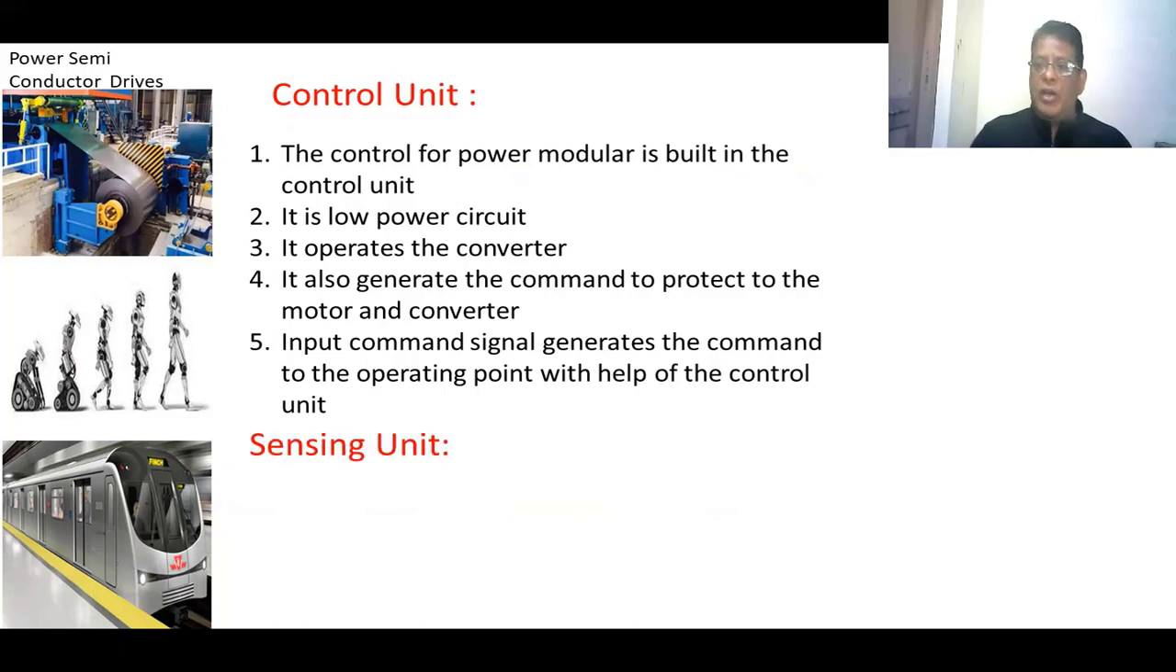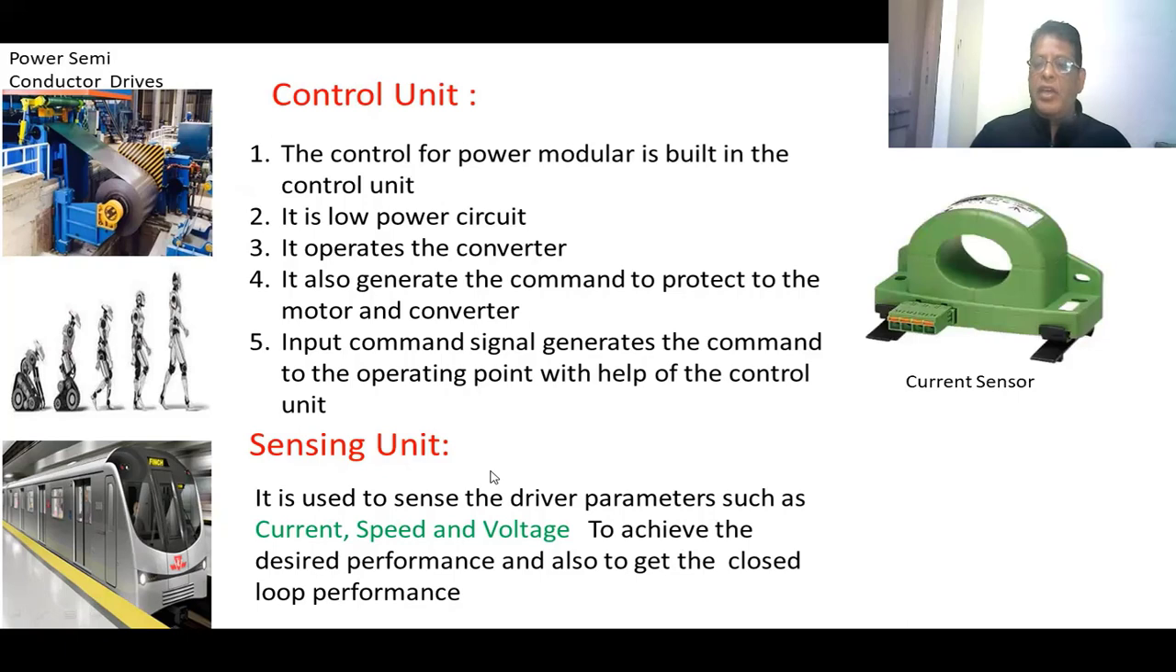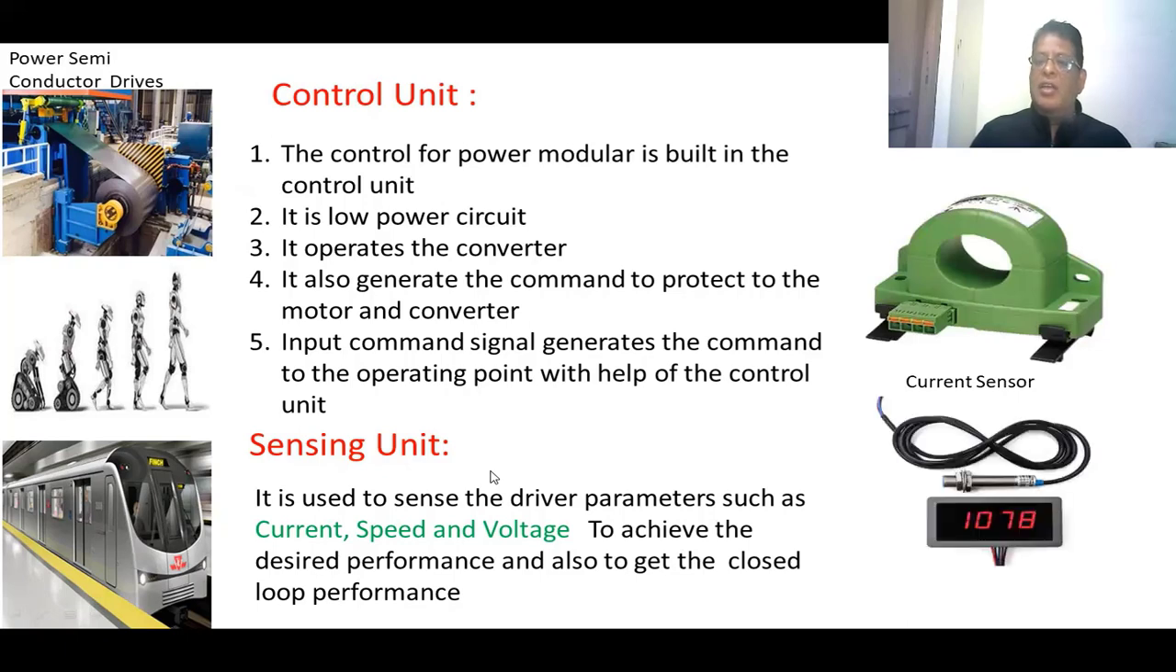Next, the sensing unit. Already we have discussed the sensing unit. It is used to sense the drive parameters such as current, speed, and voltage to achieve the desired performance, and also to get the closed loop performance. This is the current sensor. This is the speed sensor.